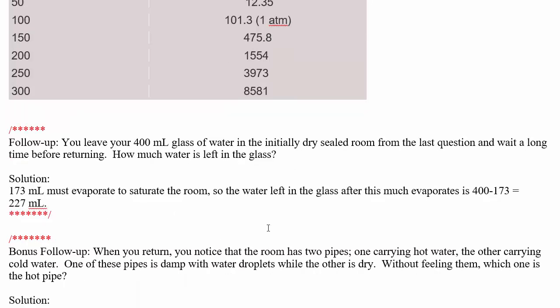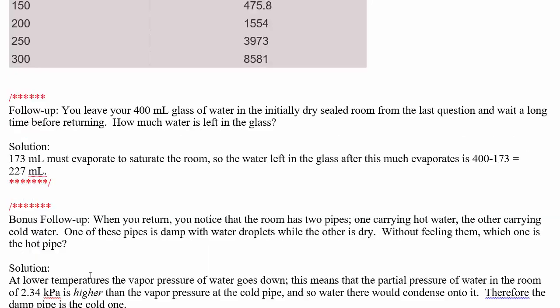When you return, you notice the room has two pipes, one carrying hot water and the other cold water. One of the pipes is damp, but the other's dry. Without feeling them, which one do you think is the hot pipe? Well, the one that's dry is going to be the hot pipe.